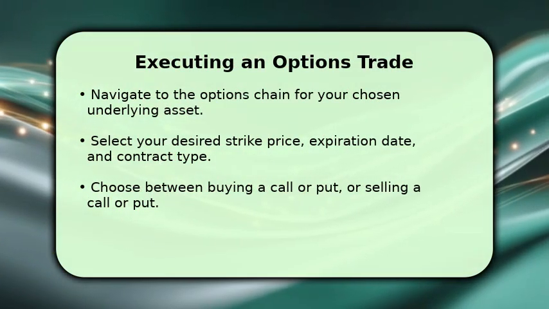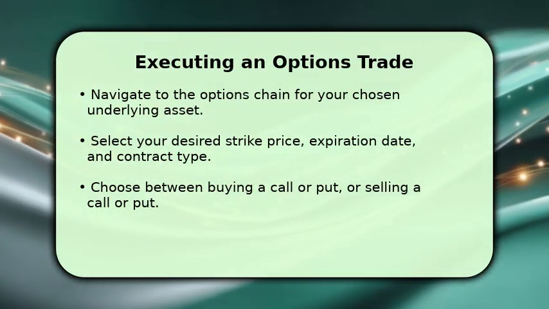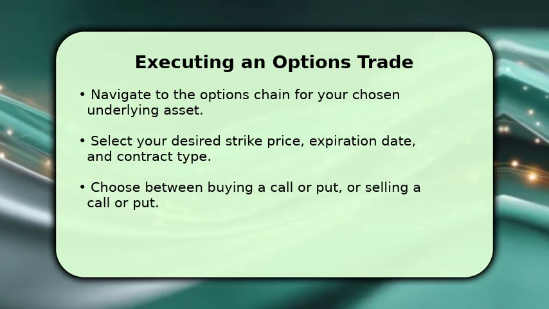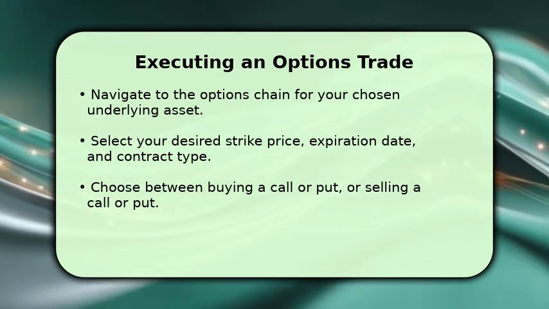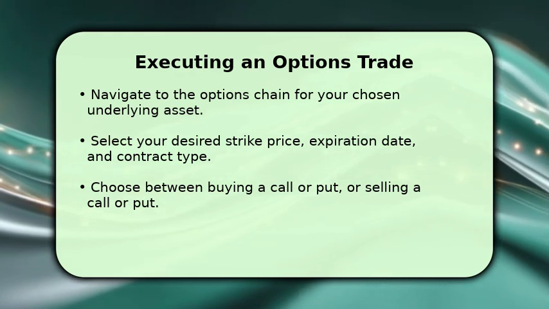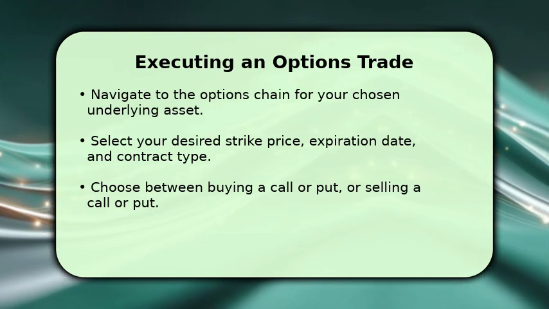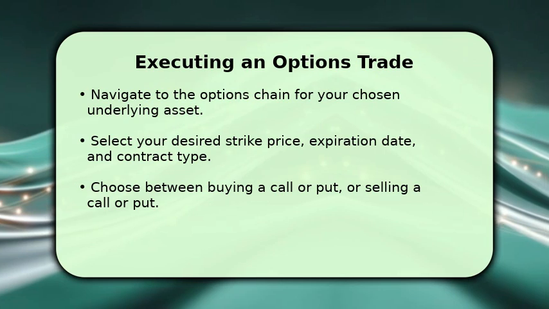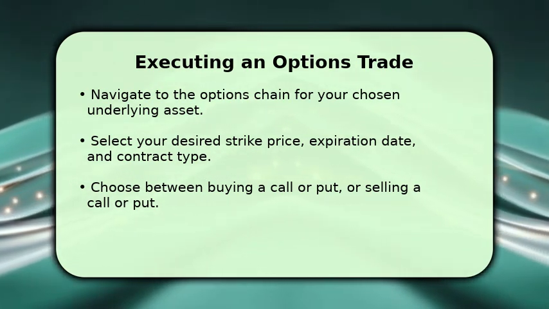Now, let's walk through the process of placing an actual options trade. On the Charles Schwab platform, you'll find the options chain for your selected stock. Here, you can choose your desired strike price and expiration date. Decide whether you want to buy a call or a put, or perhaps sell one. Remember, each contract typically represents 100 shares. Always double-check all the order details, including the premium and quantity, before hitting that Submit button to ensure accuracy.